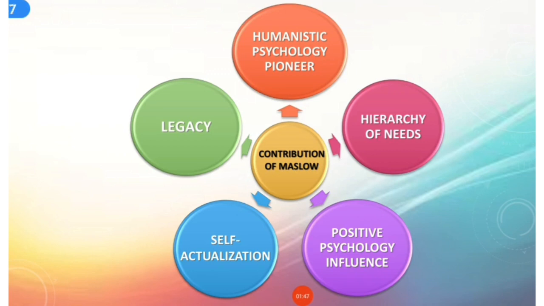Next comes the hierarchy of needs. Maslow's most enduring contribution is his hierarchy of needs theory. This theory is a fundamental framework in psychology and motivation. It outlines a pyramid of human needs starting from the basic physiological needs and culminating in self-actualization. Next is positive psychology influence. Maslow's ideas have significantly influenced the field of positive psychology. Positive psychology emphasizes strengths, well-being, and the pursuit of happiness.